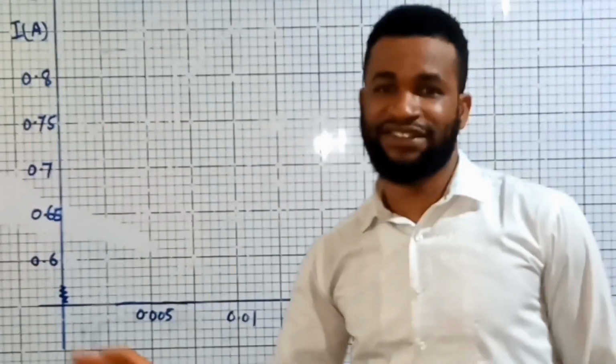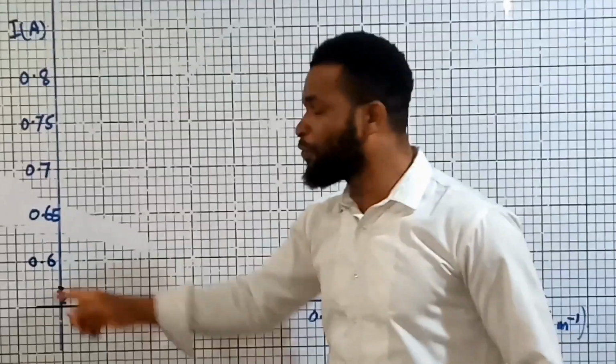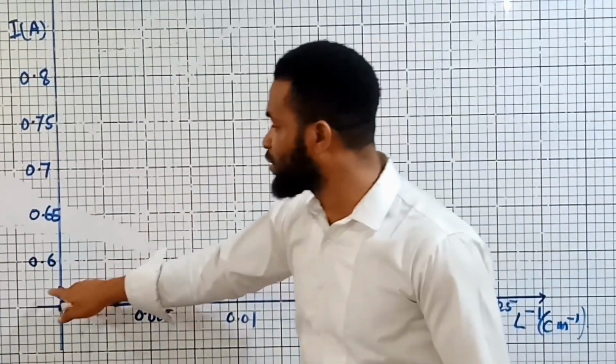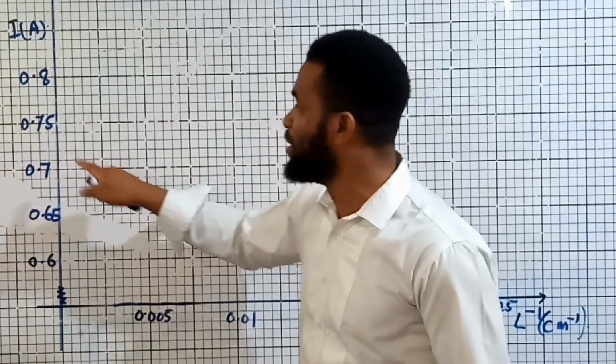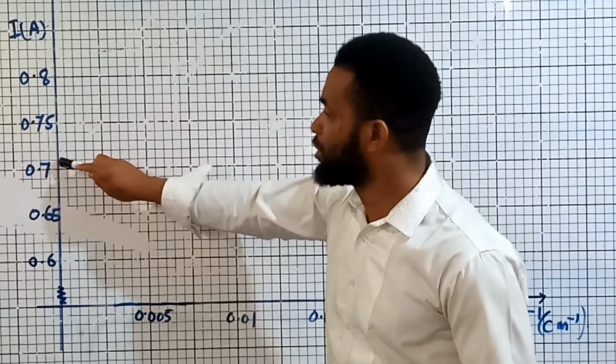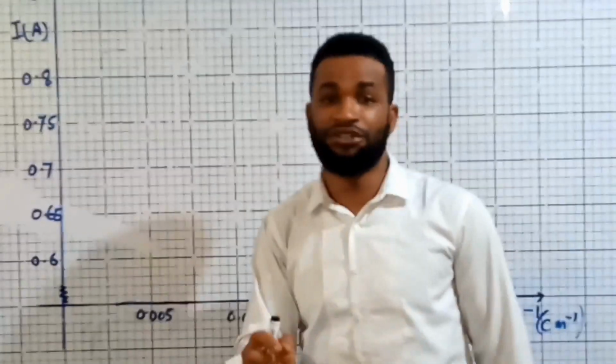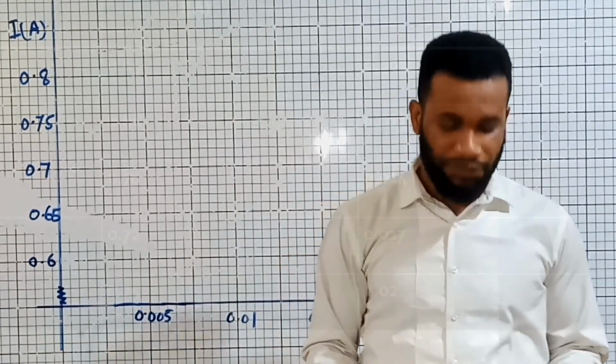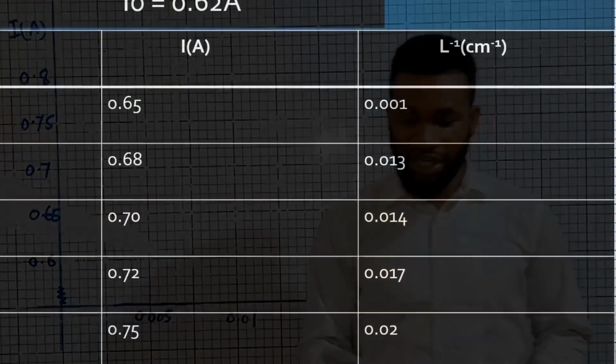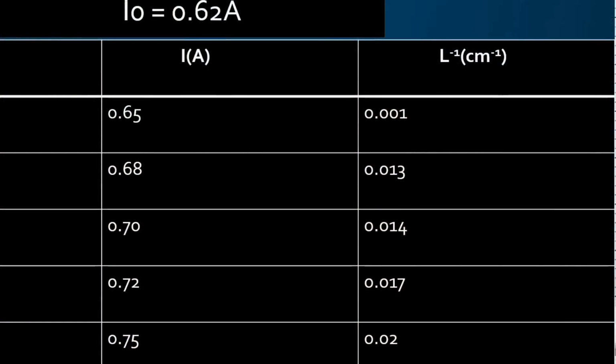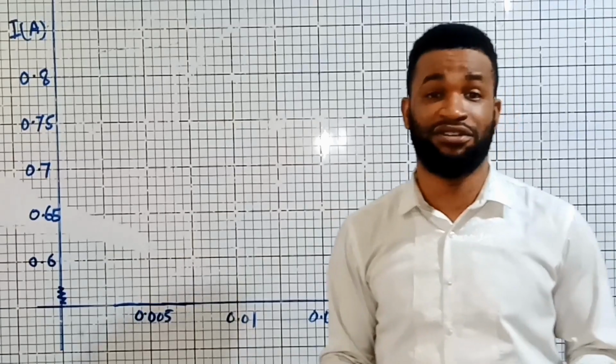For you to understand this graph very well, you first of all have to find what each of these lines means. All these small lines, this line, this line, this line, each of them should represent a value. To know what they are, watch what is on your screen. You have values like 0.65 and 0.011, 0.68 and 0.013, and so on, as you see on the screen.